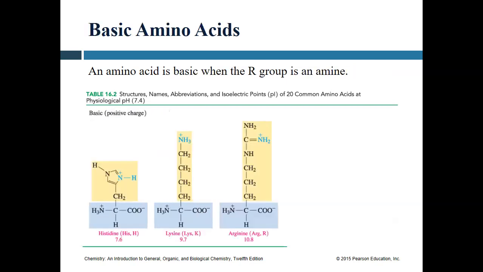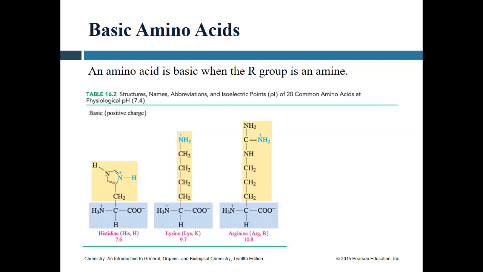Or if they have an amine group somewhere in that chain, then they are basic and polar. So polarity kind of subdivides into 3 categories. There are polar but neutral, there are polar but acidic, and there are polar but basic.